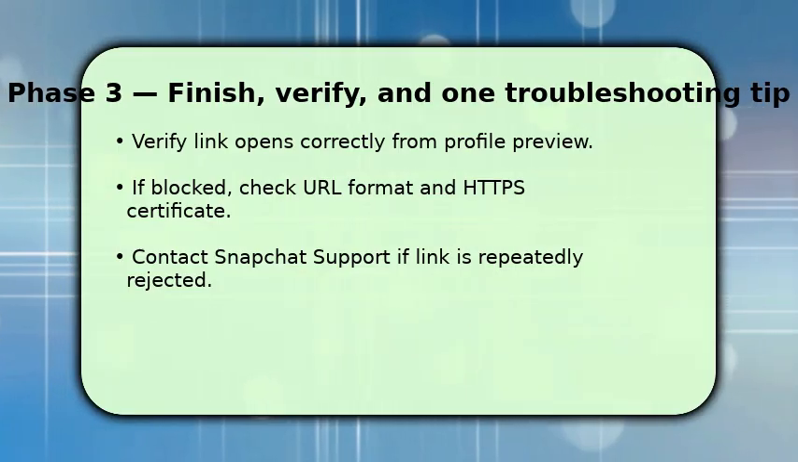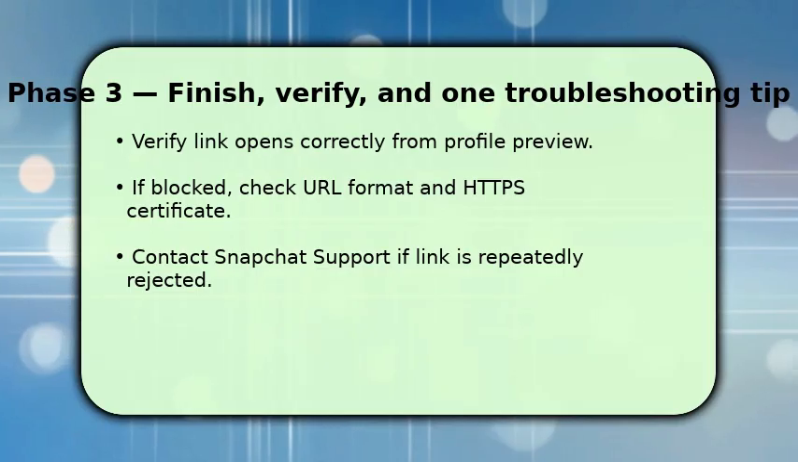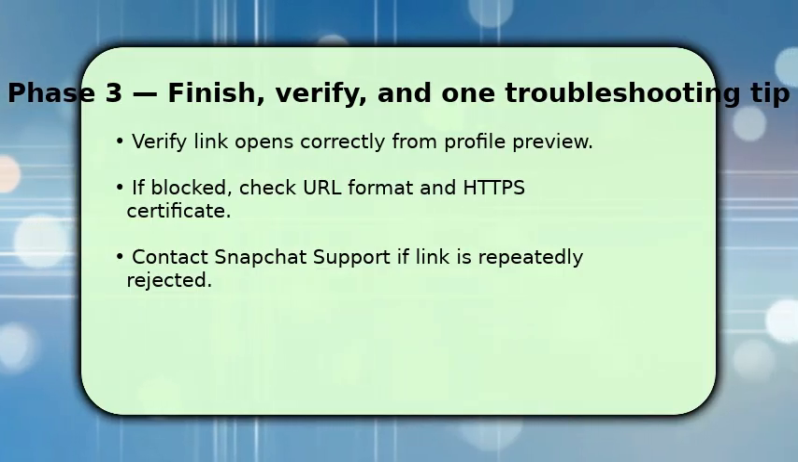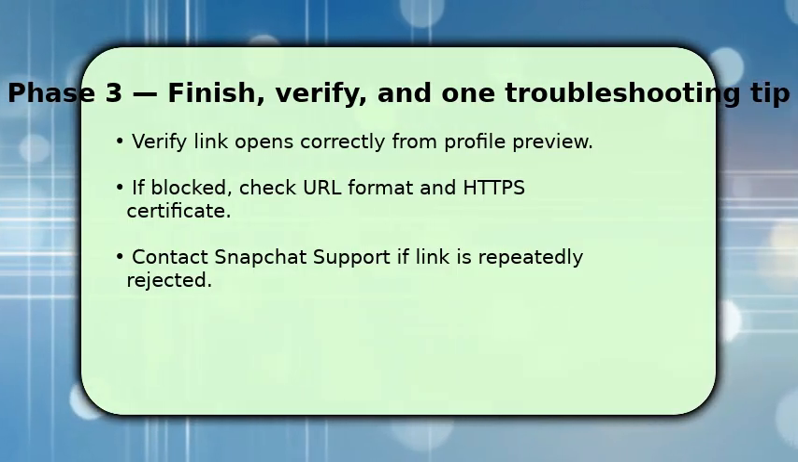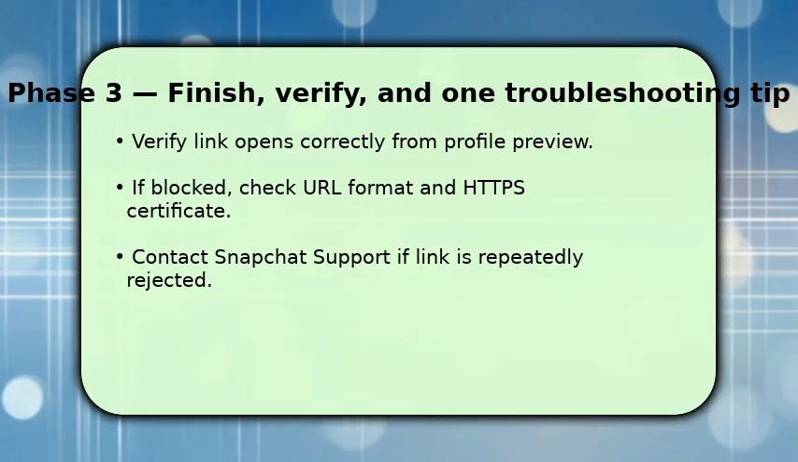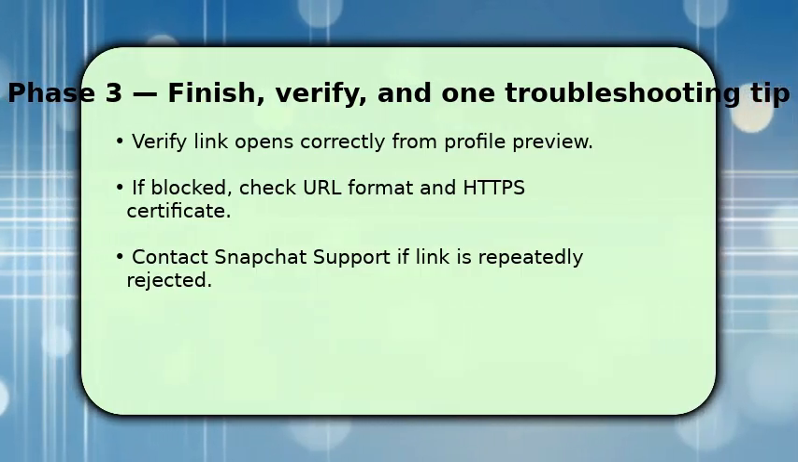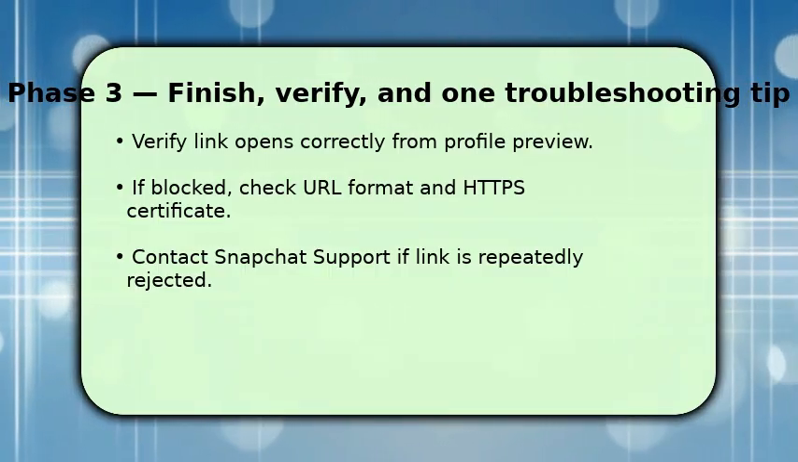If the link is blocked, check the URL format, ensure it uses HTTPS, and confirm the destination site isn't flagged for policy violations. Snapchat blocks certain content. Once confirmed, share your profile link. If problems persist, clear cache, try a different network, and contact Snapchat support with a screenshot and steps so they can review the rejection.